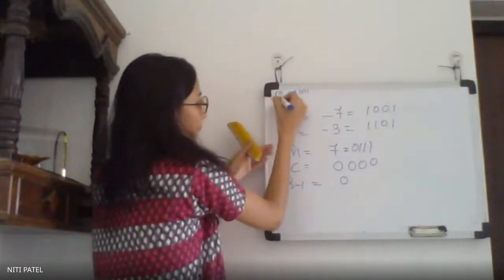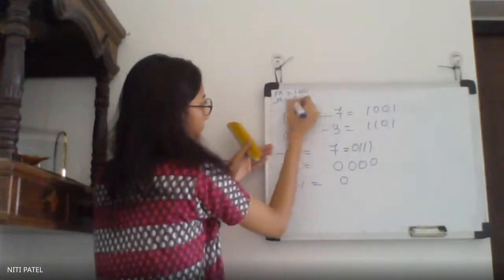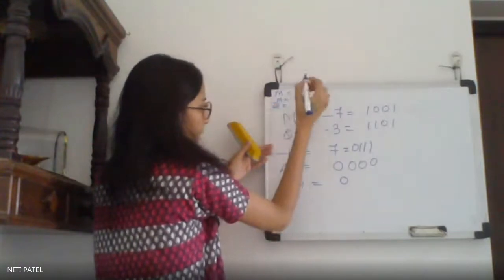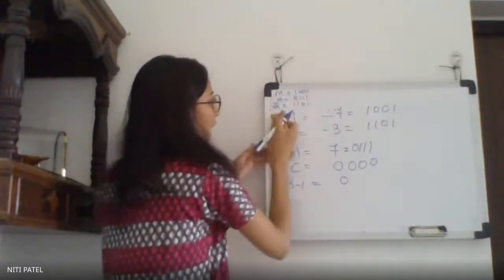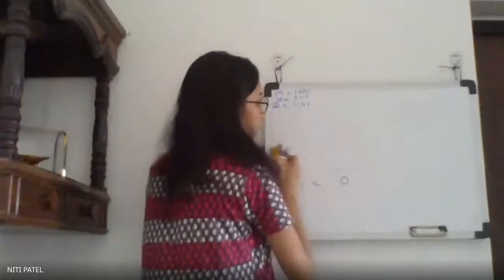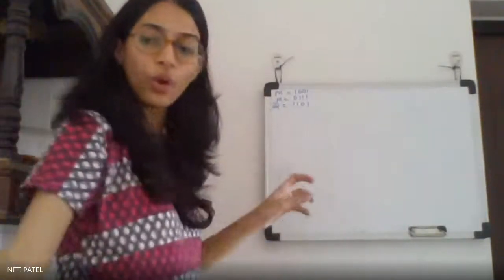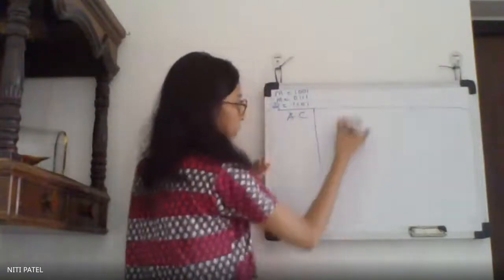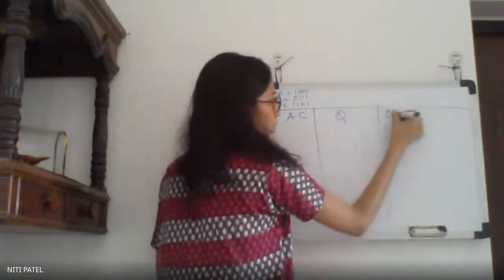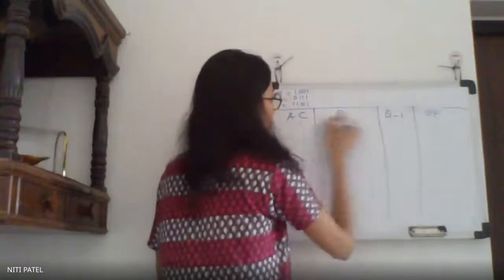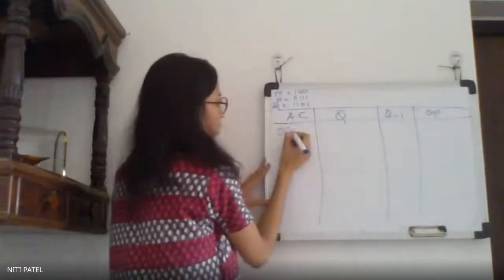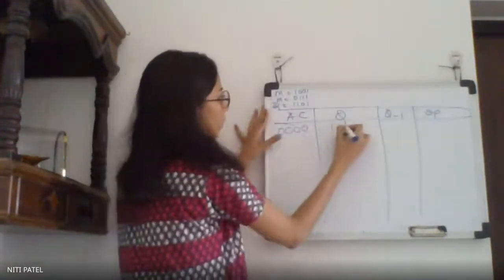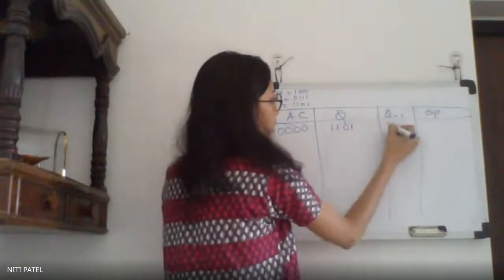Start solving. How many cycles will I have depending on the number of bits? So total 4 cycles. AC, Q, Q -1 and the operation. AC is initially 0 in 4 bits. Q is 1101. Q -1 is 0.